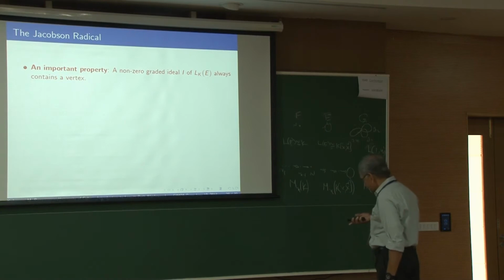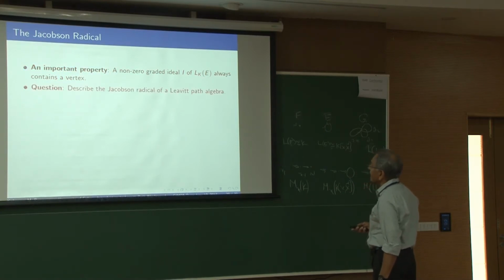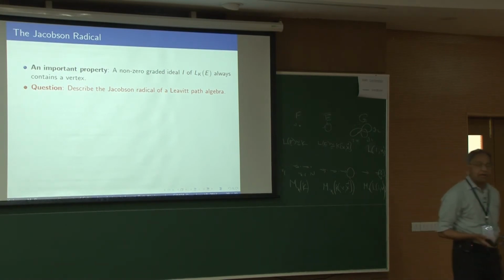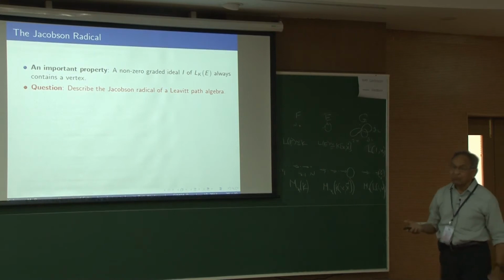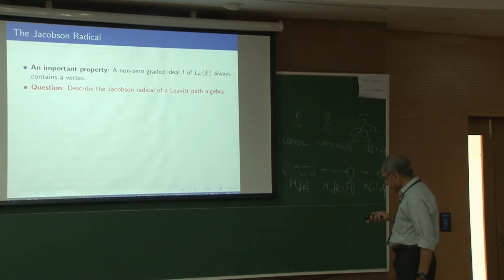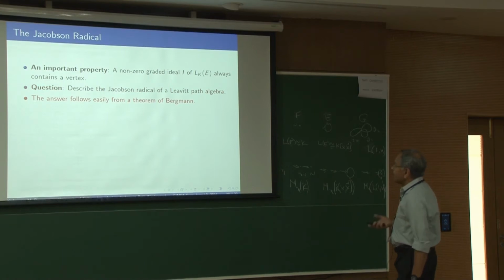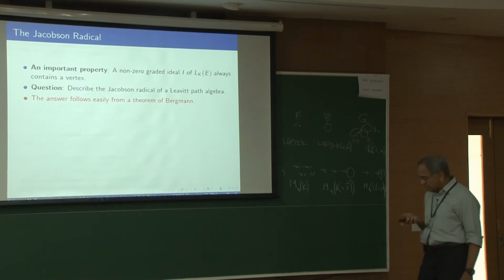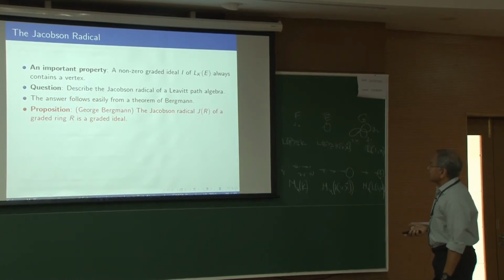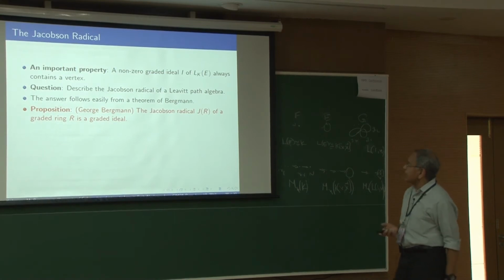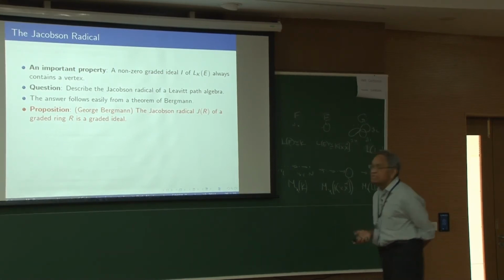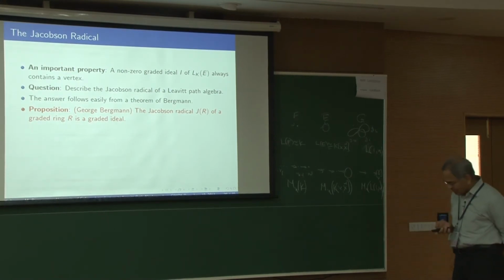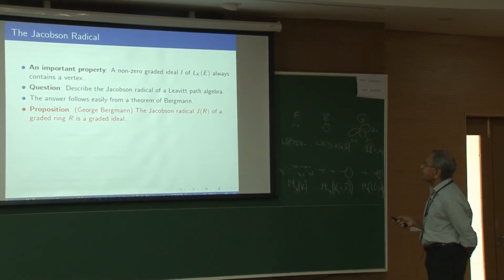So using that, you will be able to answer the question, what can you say about the Jacobson radical of the Leavitt path algebra? That's one of the important ideas in a ring. Well, the answer is easy so long as you accept Bergman's difficult theorem. Bergman proved that, George Bergman, if R is a graded ring, then the Jacobson radical of R is always a graded ideal. But now you can easily guess the answer because of this property.